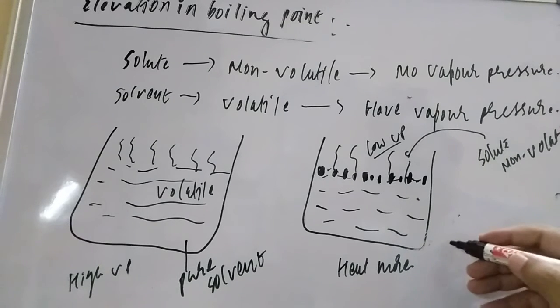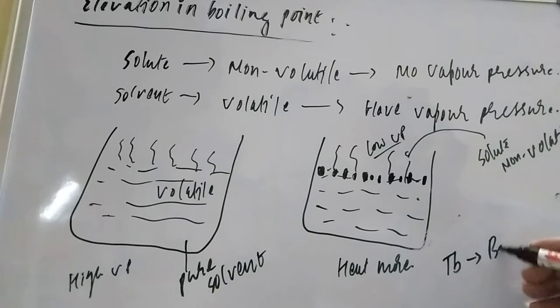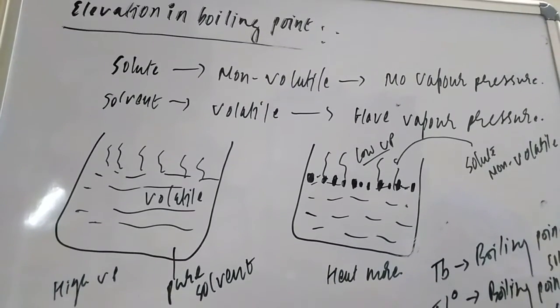So Tb is the boiling point of the solution, and the second is Tb naught, which is the boiling point of the solvent. Now try to understand this concept, student. Tb naught is the boiling point of the solvent and Tb is the boiling point of the solution.